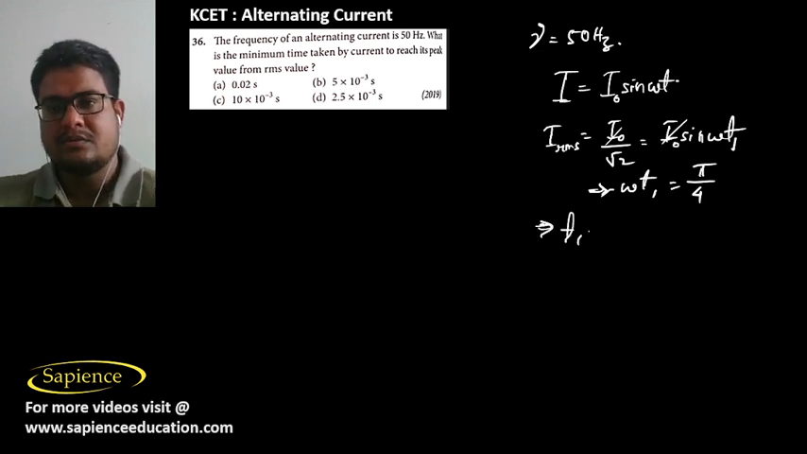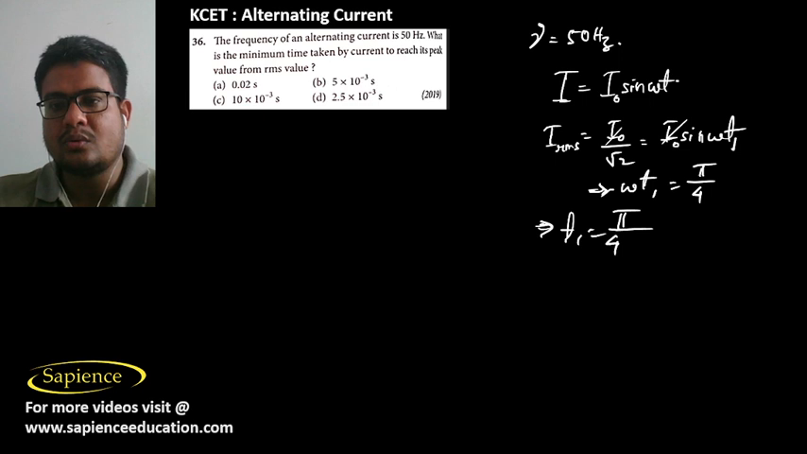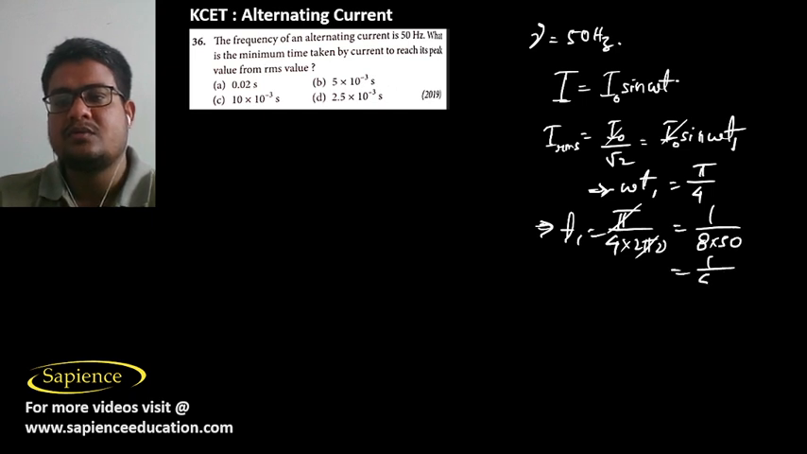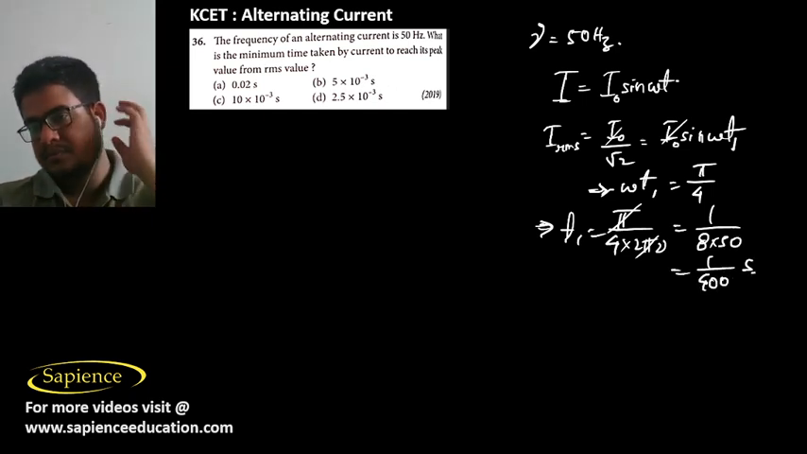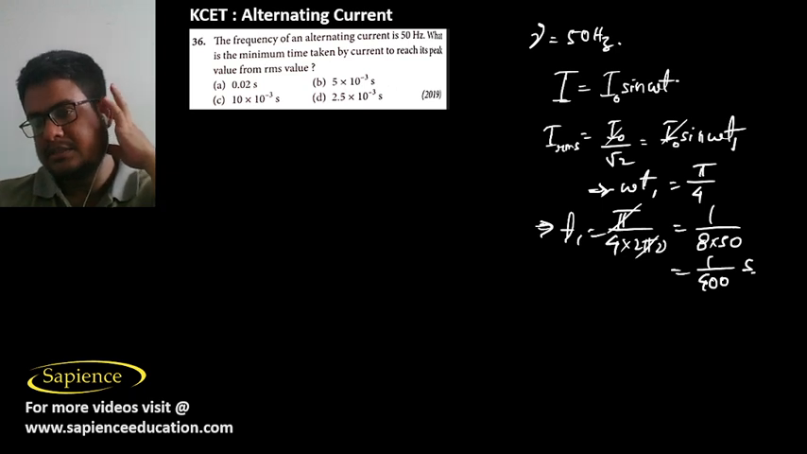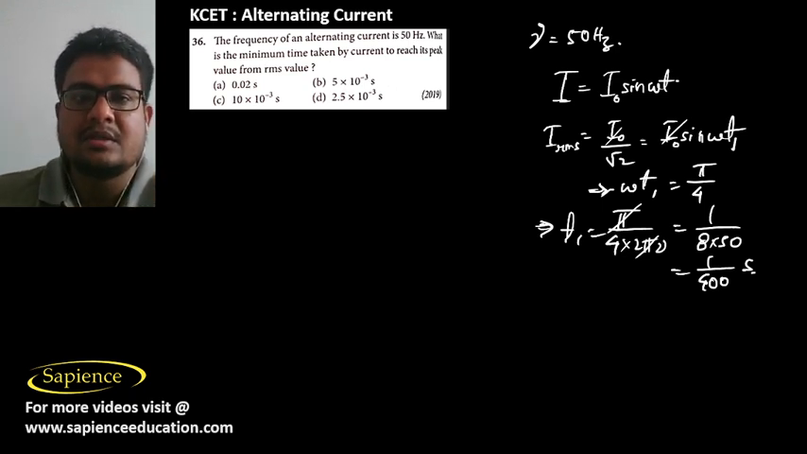Therefore t1 will be how much? Pi by 4 into omega. Omega is 2 pi into pi, and pi will cancel, so this is 1 by 8 into 50, that is 1 by 400 seconds.